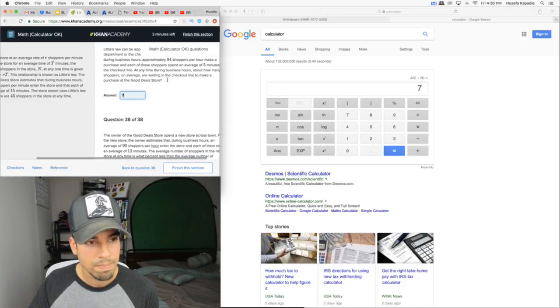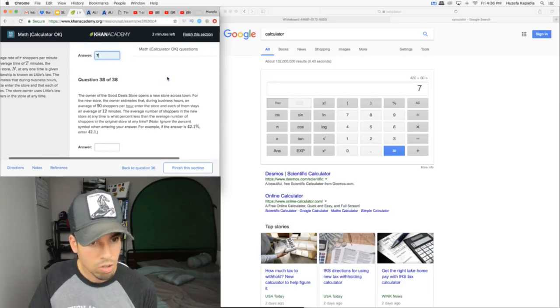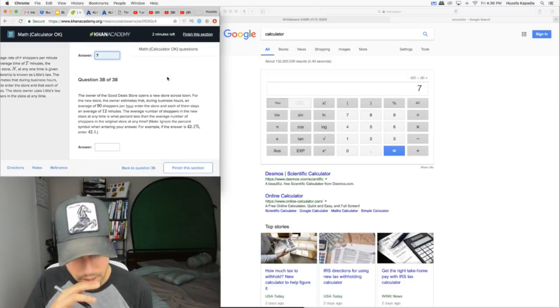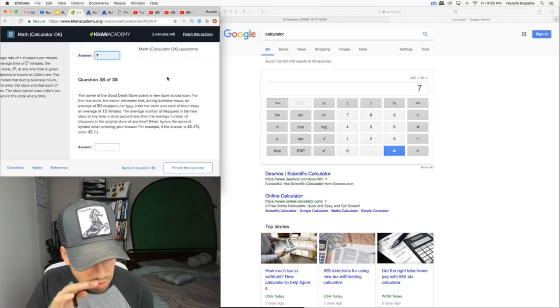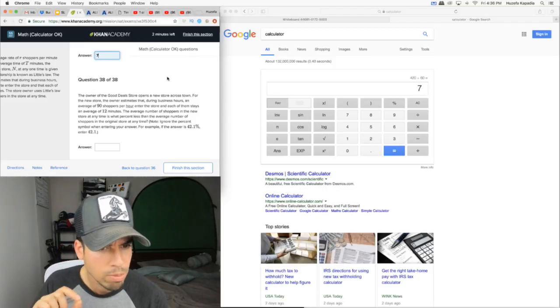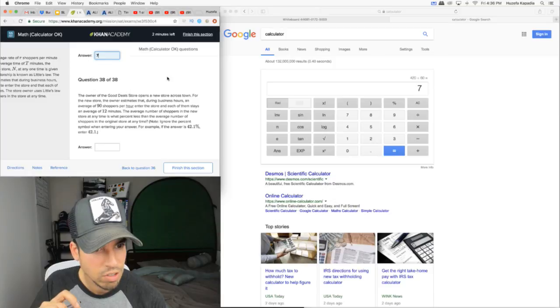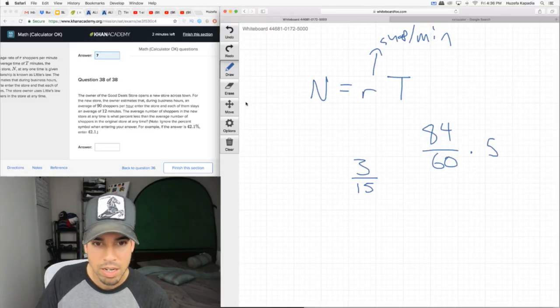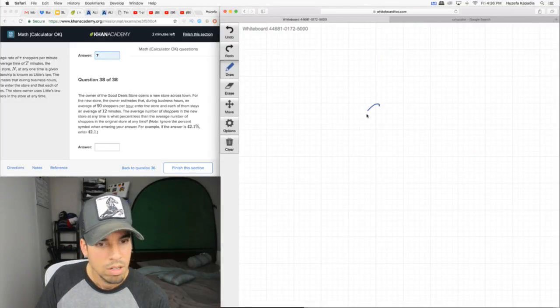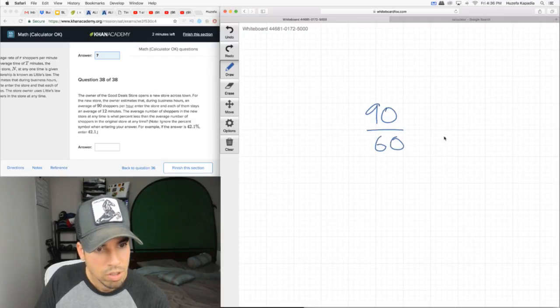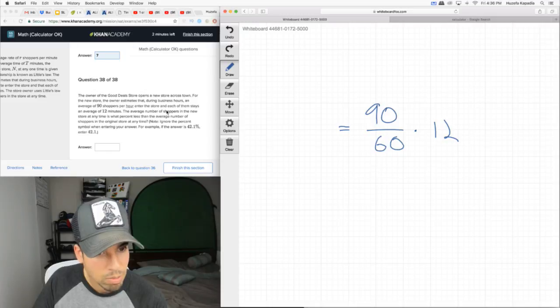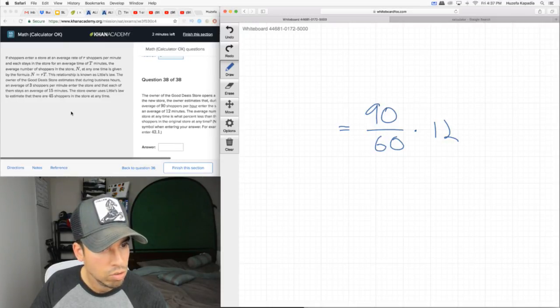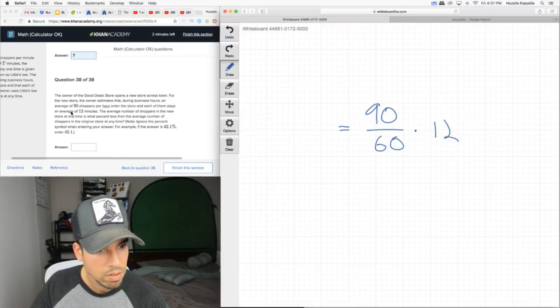Okay, whatever. We'll go through it at the end. The owner of the good deals store opens a new store across town. For the new store, the owner estimates during business hours, an average of 90 shoppers per hour enter the store, and each of them stays an average of 12 minutes. The average number of shoppers in the new store at any time is what percent less than the average number of shoppers in the original store, which is 45.